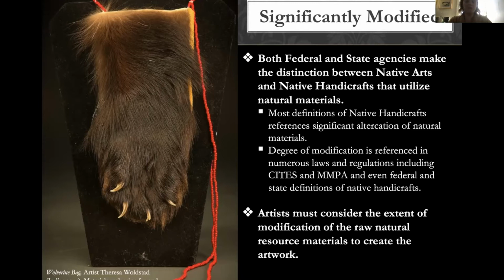That's different from native arts. Native arts usually refers to a wider degree of materials, so you can actually do minimalist native arts. Native handicrafts implies a significant degree of modification. So when you're looking at things, artists must consider the extent of the modification of the raw natural resources to create artwork. One is more broadly defined, native arts, but it's more focused on allowing individuals personal use. But when you go into handicrafts, then it's more allowed for commercial use.